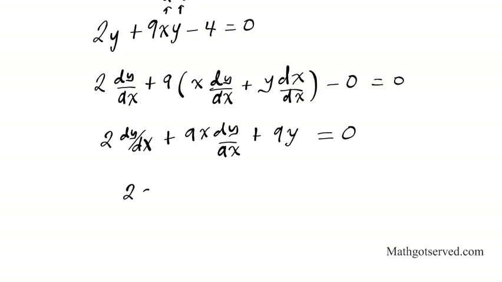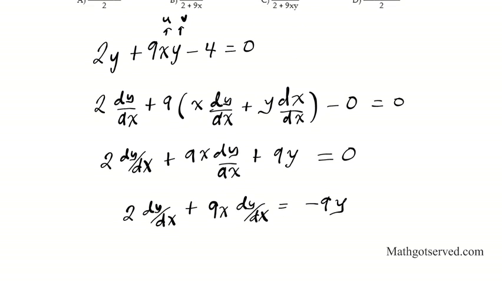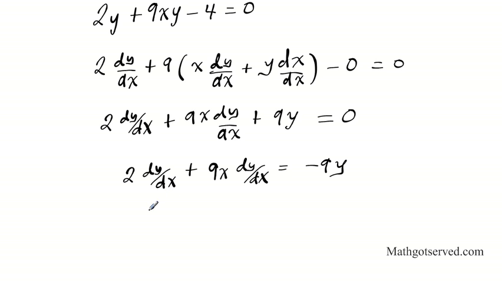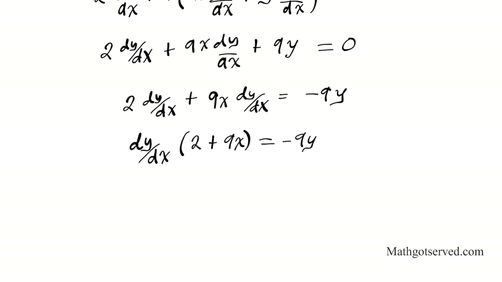So I'll have 2 dy/dx plus 9x dy/dx equals negative 9y. Okay? And then notice I can factor out dy/dx from these two terms. So if I factor out dy/dx, I'll be left with 2 plus 9x equals negative 9y. All right? So to get dy/dx by itself, finally I just divide both sides by 2 plus 9x. So I'll have dy/dx equals negative 9y divided by 2 plus 9x. And there goes my final result.